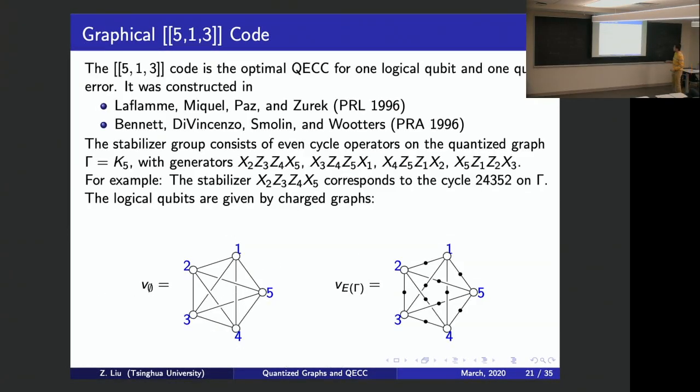Okay. So for the stabilizers, if you look at the cycle of even length, for example this cycle, then at those 4 vertices we will have pairs of charges, and that will give 4 Pauli operators. So for every such length 4 cycle, it will give you a stabilizer with 4 Paulis. And actually, the stabilizers of such a code are given by cycles with even length, and these are the generators.